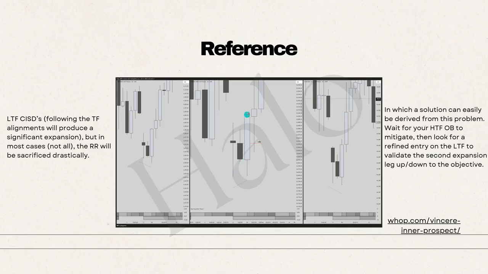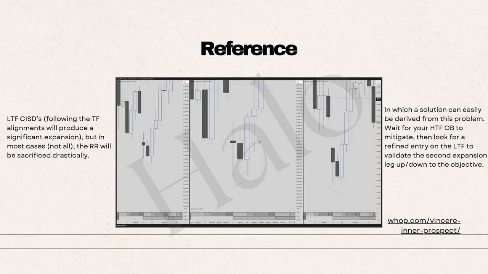You have two things. You have a retest of the order block alongside a retest of the discounted 15-minute array, or discount array, at the lows. And it's all supported by the daily cycle sequential SMT, right? So use that as a reference point in your trading. Lower time frame CISDs following the time frame alignment will produce a significant expansion.